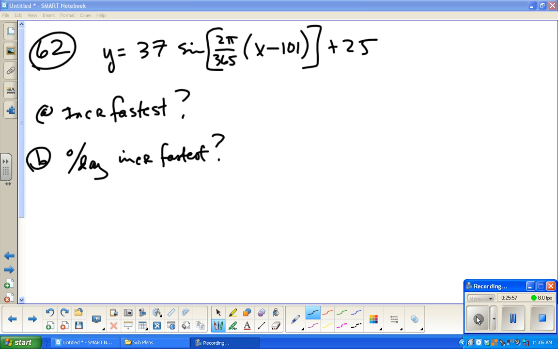In terms of eyeballing the graph, I can't show both things at the same time. Well, I guess I can do this. It's not going to record that, sorry, but it'll record my audio. In terms of increasing the fastest, aren't we just looking at where the slope is the steepest? Picturing that, it looks like it's somewhere around here, somewhere in April. And all I'm doing is eyeballing the graph right now.